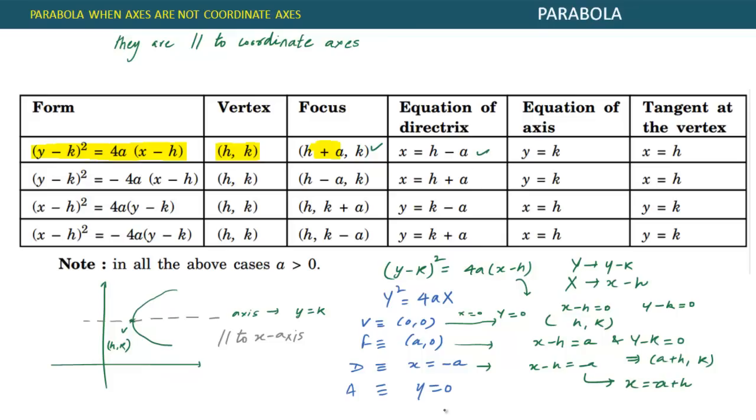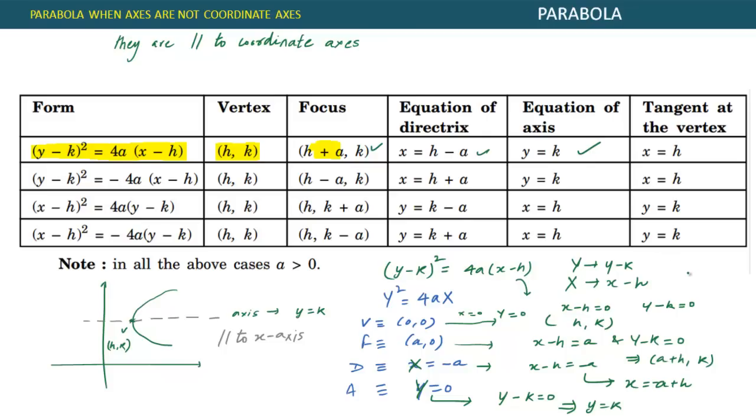Check here. It was y is equal to 0. In fact, I should write capital Y here and capital X here. So capital Y is equal to 0. It becomes y minus k is equal to 0. So the equation of the axis is y is equal to k. That is what I have written over here.